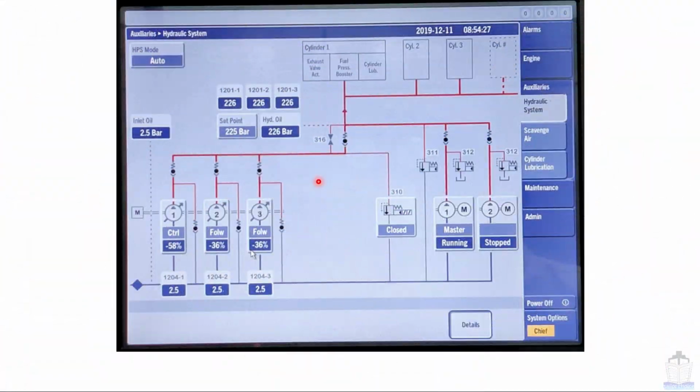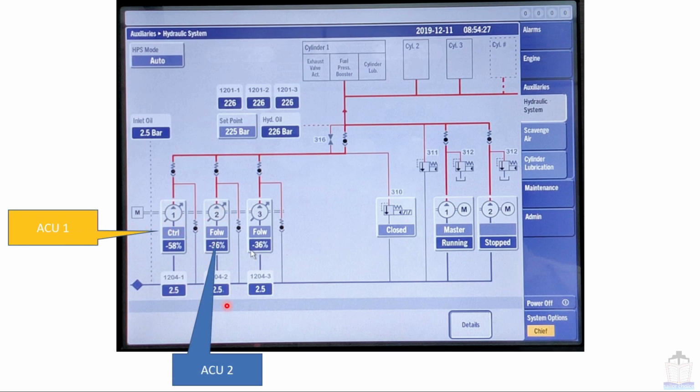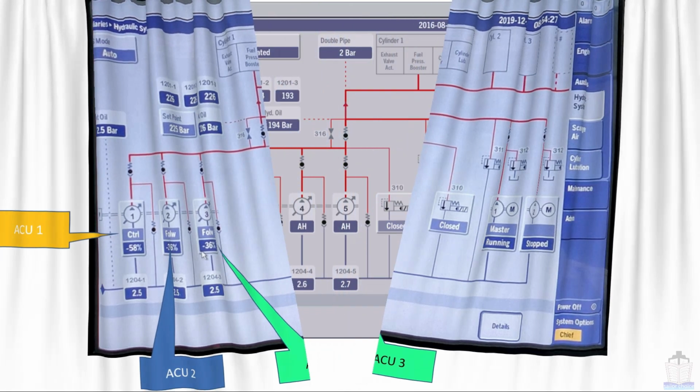Now next, this is one kind of configuration in which there are 3 pumps which are driven by the engine. The first pump will be controlled by SU1, the second pump will be controlled by SU2, and this third pump will be controlled by SU3. Now let's see the other configuration.